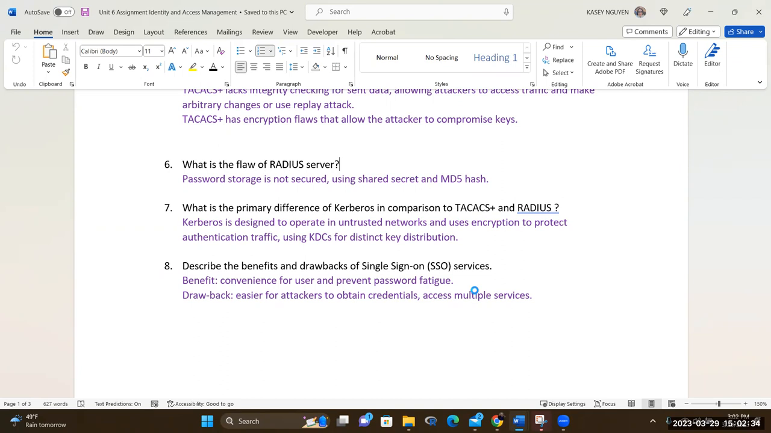And I think you probably have heard of Kerberos many, many times before, right? Starting with CIS 27 and then going into 40 and other classes. So Kerberos is Windows technology, or Microsoft technology. The primary difference between Kerberos and the other two protocols is that it's really designed to integrate in untrusted networks. And it uses encryption to protect authenticated traffic. So it uses the encryption to really make the traffic invisible to whoever is scanning.